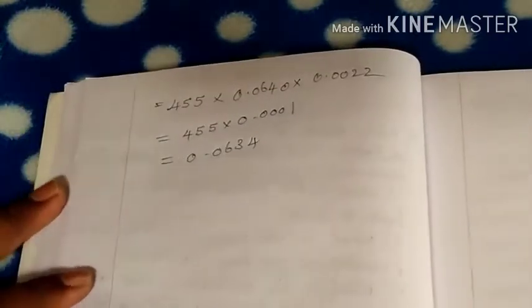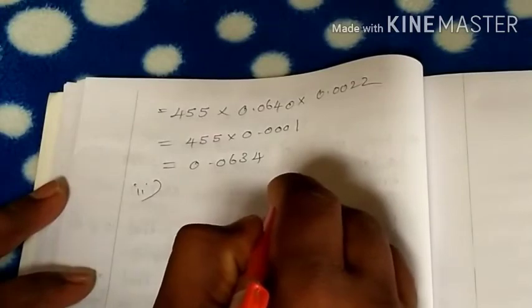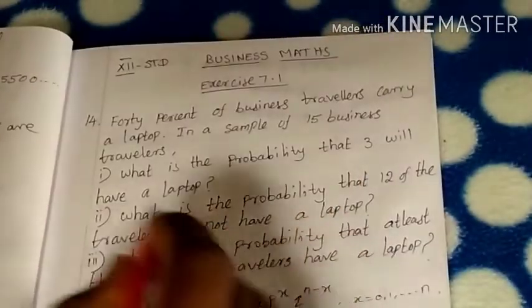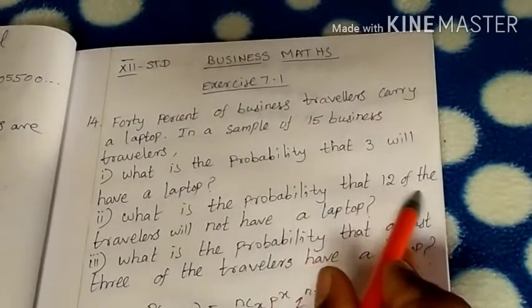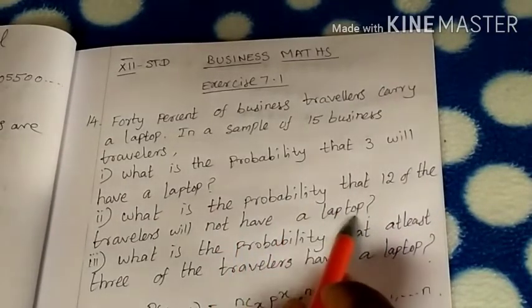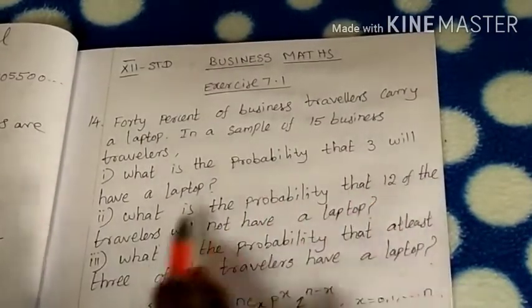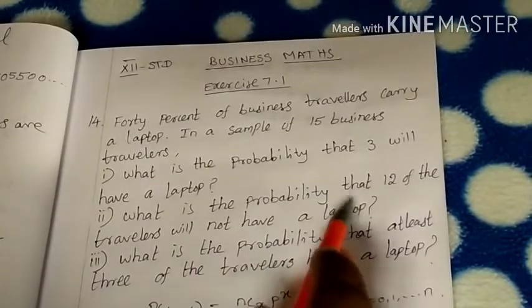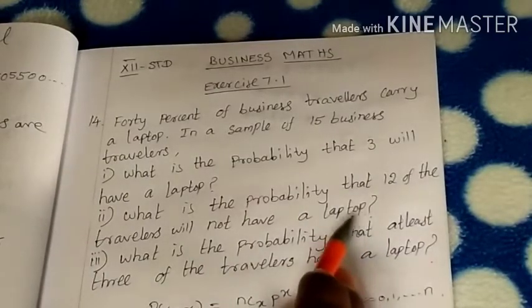Then the second question is: what is the probability that 12 of the travelers will not have a laptop? So 12 of them will not have a laptop, the remaining 3 only have the laptop. If you find the probability that 12 of the travelers will not have a laptop, it is equal to the probability that 3 of the travelers have a laptop. These two are equal.